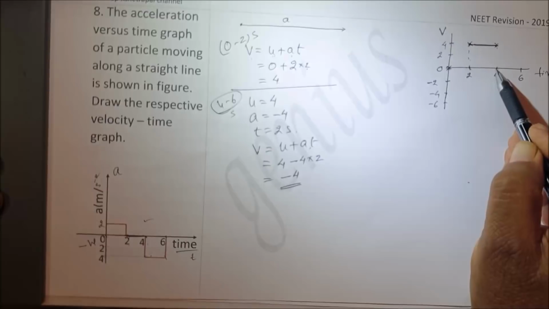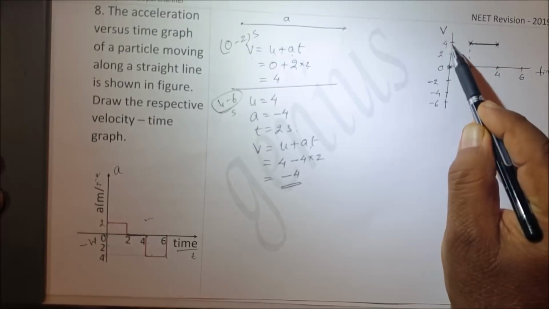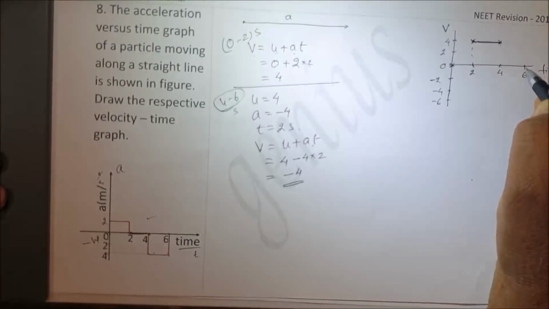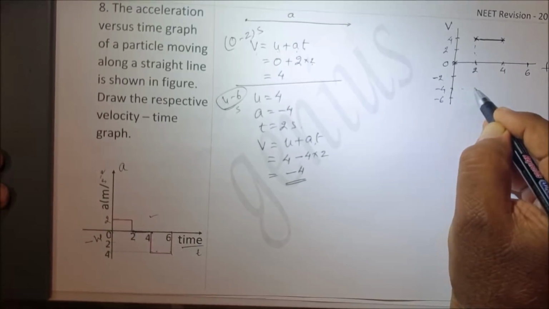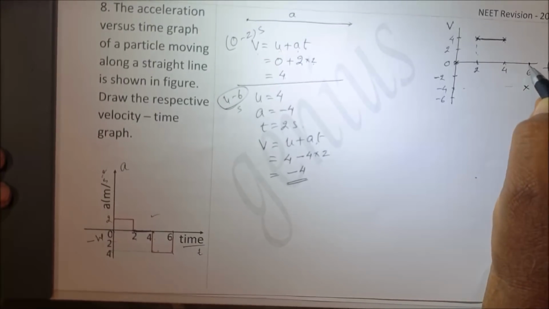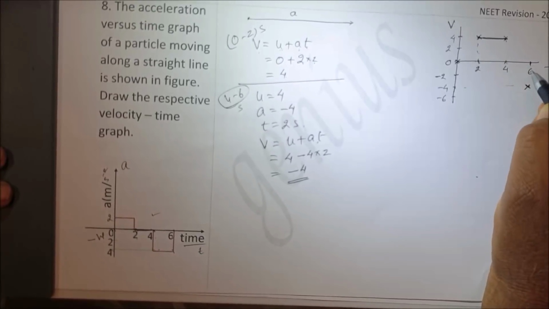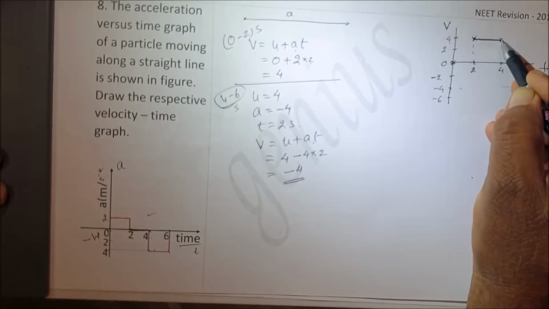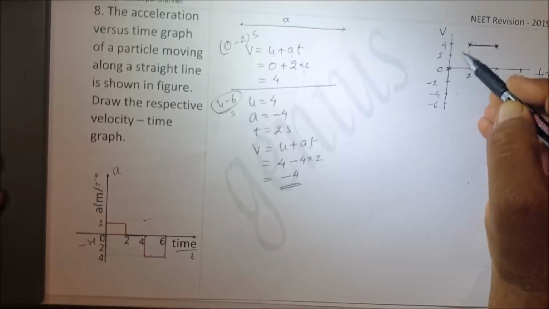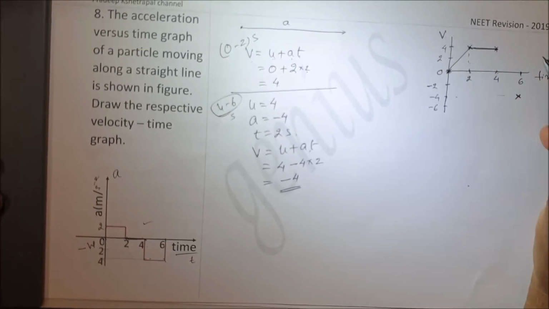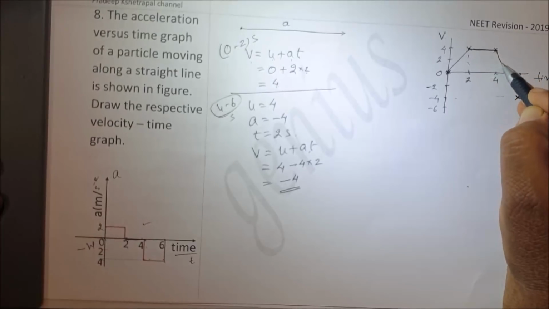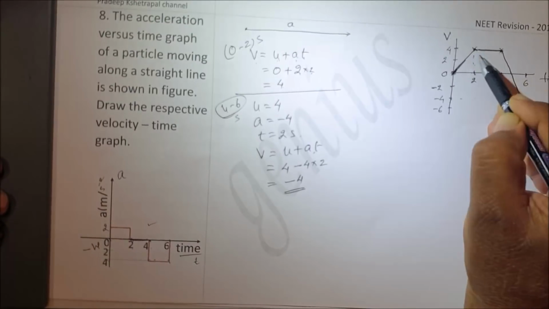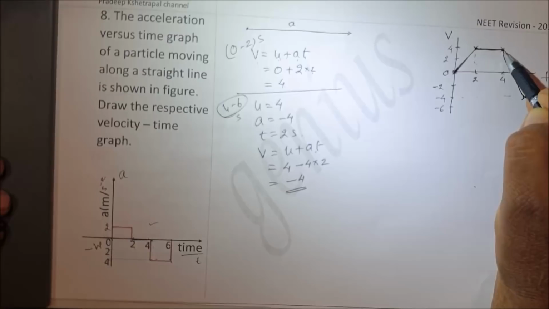So at 4 the velocity is 4, but at 6 the velocity becomes minus 4. So I draw minus 4 at this point, minus 4 at 6. So I got the points 1, 2, 3 and 4. Let's join them, and this will be like this. This line and this line.